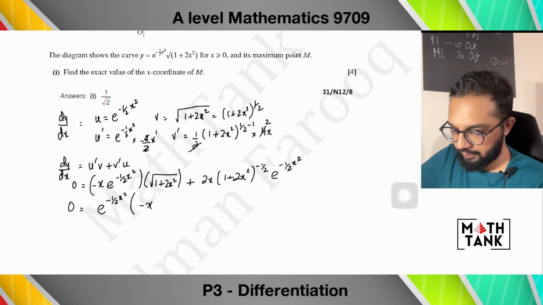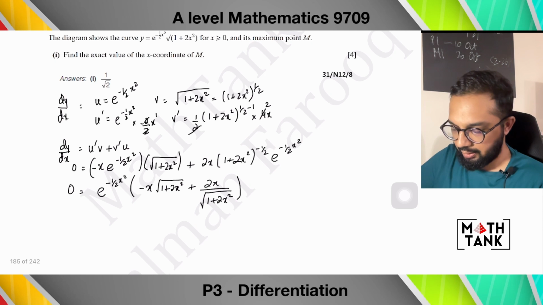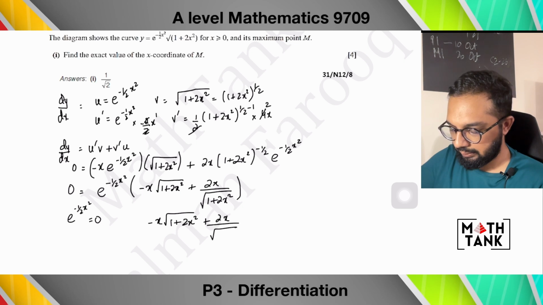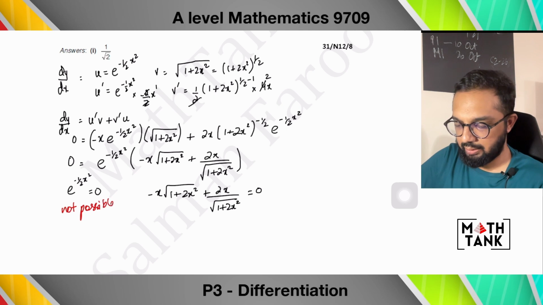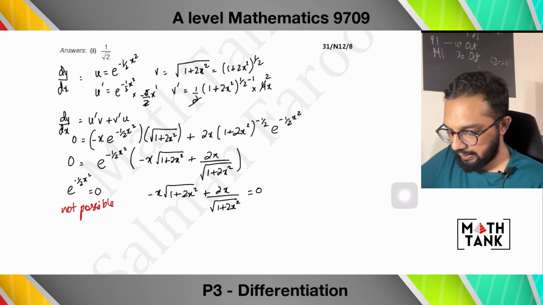So that leaves me with this in the bracket, and I'm going to take this into the denominator and say that this is 1 plus 2x squared. So either this equals 0 or that equals 0. This obviously can't be 0, because exponentials are never 0, so not possible. Let's try to solve this one and see what we get.